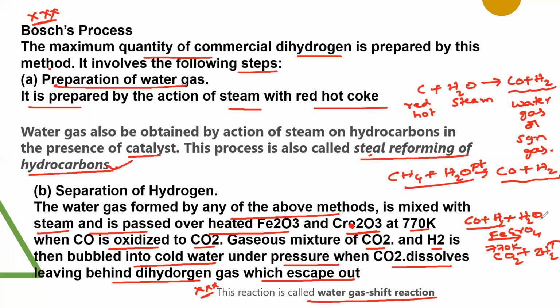This is called steam and is passed over Fe2O3 and Cr2O3. From these two, we get FeCrO4, that is ferric chromate, which gives out carbon dioxide gas and hydrogen gas. The gaseous mixture of carbon dioxide and hydrogen gas is then bubbled into cold water under pressure. When carbon dioxide dissolves, dihydrogen gas is left behind and escapes out. This is called the water gas shift reaction.